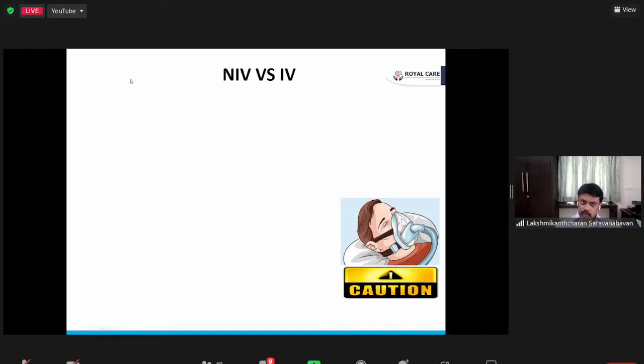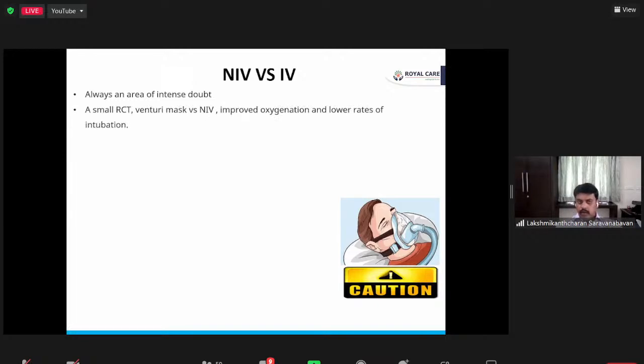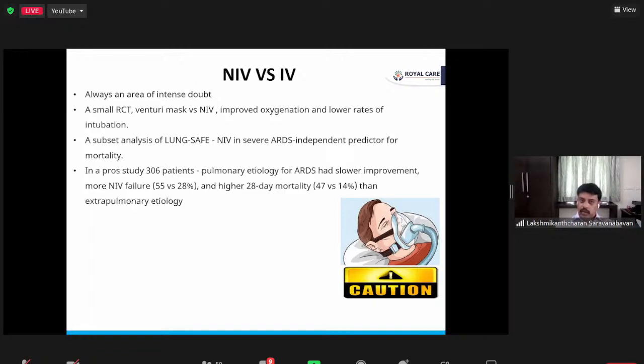So there has always been an interest in non-invasive ventilator usage in ARDS, and it increased after a small RCT that was published sometime in the 2000s, when it was compared with Venturi mask, and it showed improved oxygenation and lower rates of intubation. But later, in a large study in 2016, the LUNG SAFE study, a subset analysis was made, and it was clearly proven that non-invasive ventilation in severe ARDS is an independent predictor for mortality. So in severe ARDS, do not use a non-invasive ventilator.